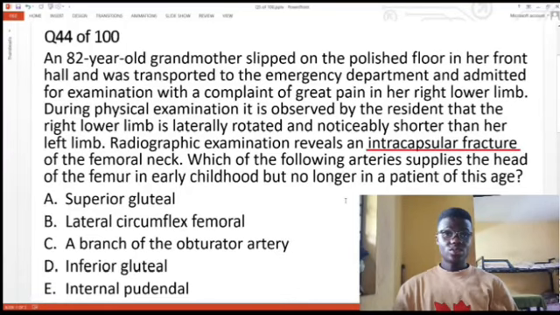Hello everyone, this is question 44 of our 100 clinically oriented anatomy questions. So let's jump straight into it.